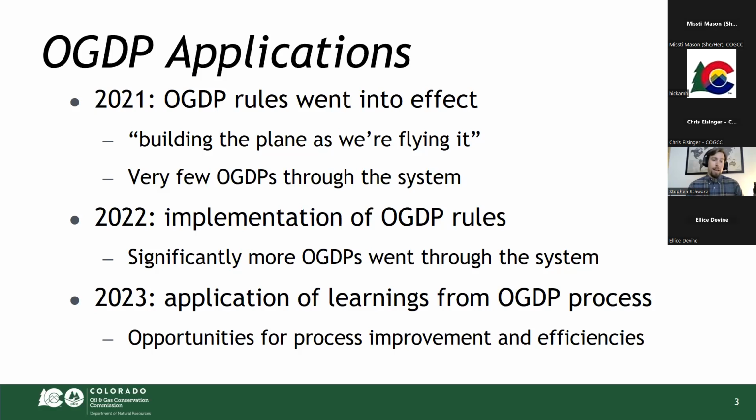And that leads us to today in 2023, where we're going to start to apply some of these learnings from the OGDP process. And we've identified certain opportunities for process improvement and new efficiencies in the OGDP process. I will be speaking to some of that, and then Planning and Permitting Manager Sabrina Trask will be speaking to additional efficiencies in her presentation a little later on. Next slide, please, Hannah.